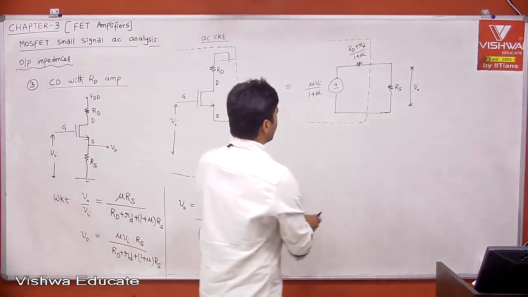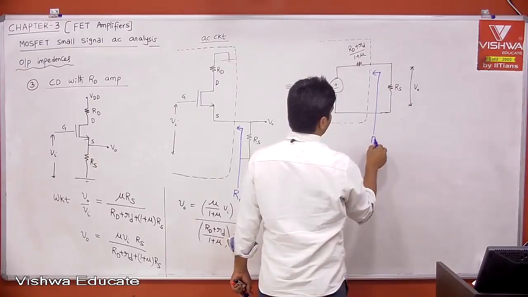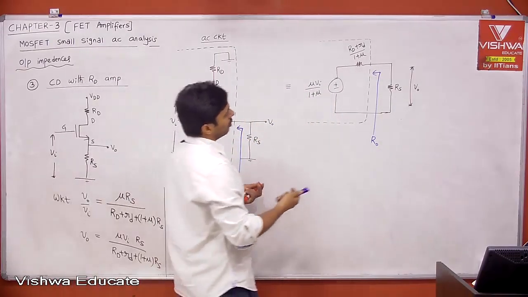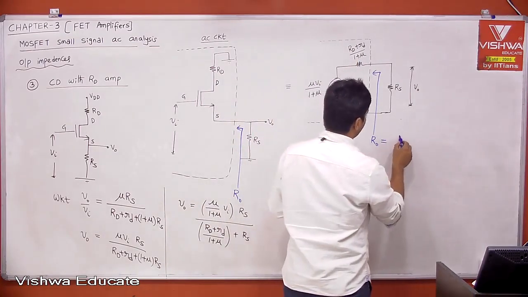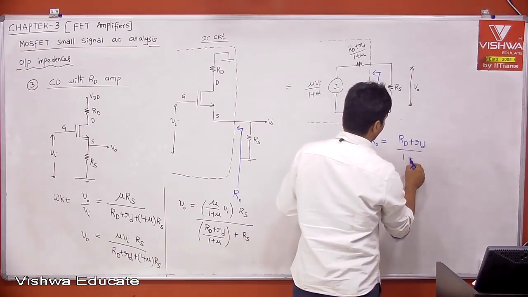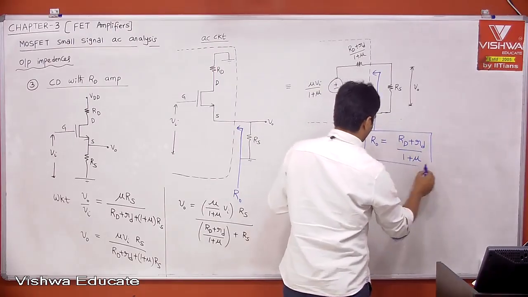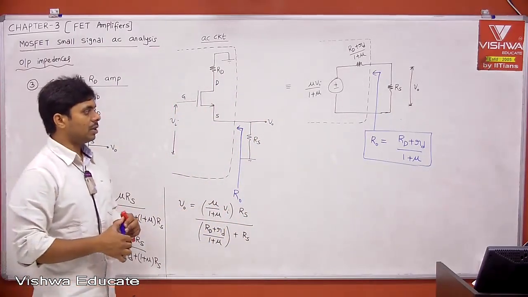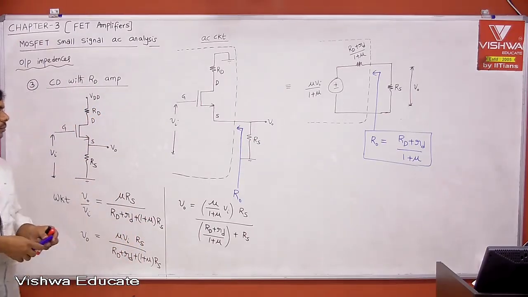Therefore, what is the R0 definition? Exclude the load, the impedance seen into the output port when Vi is equal to 0. Therefore, what is that? When Vi is equal to 0, this is a short circuit. Then the impedance seen is nothing but, therefore, R0 is equal to capital RD plus small rd divided by 1 plus mu. Okay, this is your output impedance. Take it.